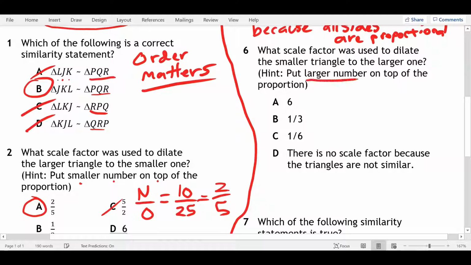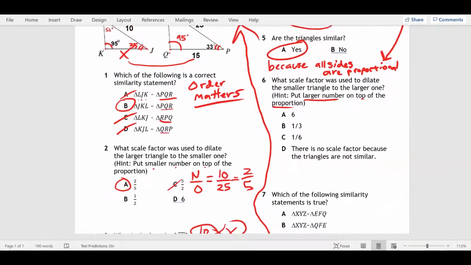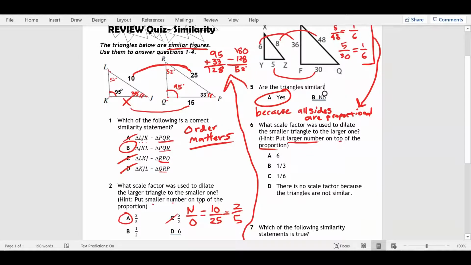Number 6, what's the scale factor that we use to dilate? Put the larger number on top of the proportion this time. Okay, so I'm going to pick two sides, and let's pick 30 and 5. 30 over 5 equals 6. Okay, please check out your little ratio here, because it depends what it says. Dilate from smaller to larger is when you put the larger on top. If it said larger to smaller, you put the smaller on top. Okay, so again, these hints are going to be there. Just make sure you look at what it says. Larger on top, 30 over 5.